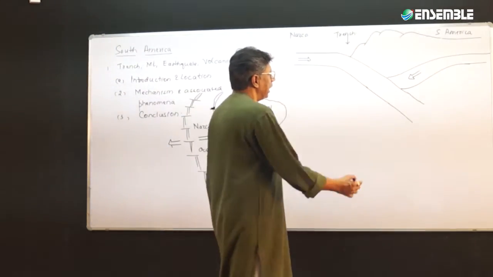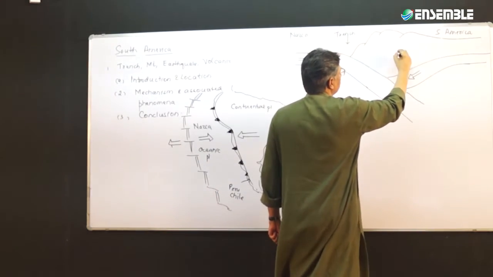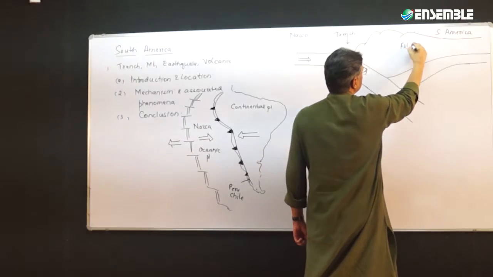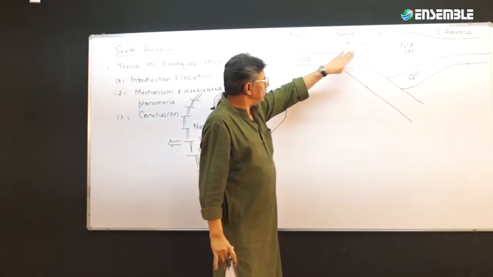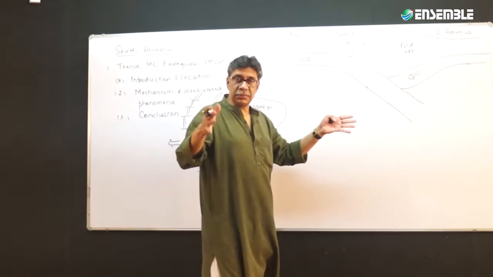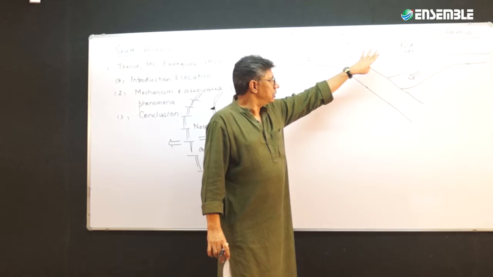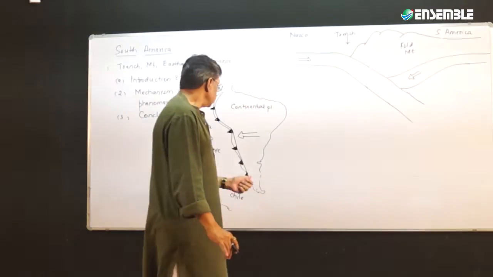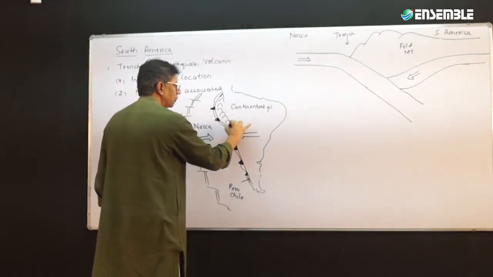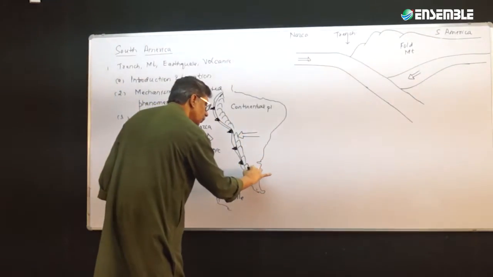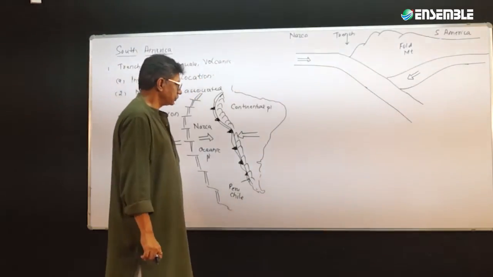Second is, as the plates go on to subduct, as they go on to collide, they lead to formation of a fold mountain. Why? Because all the sediments that used to be lying here at the margin go on to get themselves folded. So they lead to formation of a fold mountain that runs all along parallel to this zone. That's going to be the second part, fold mountains.